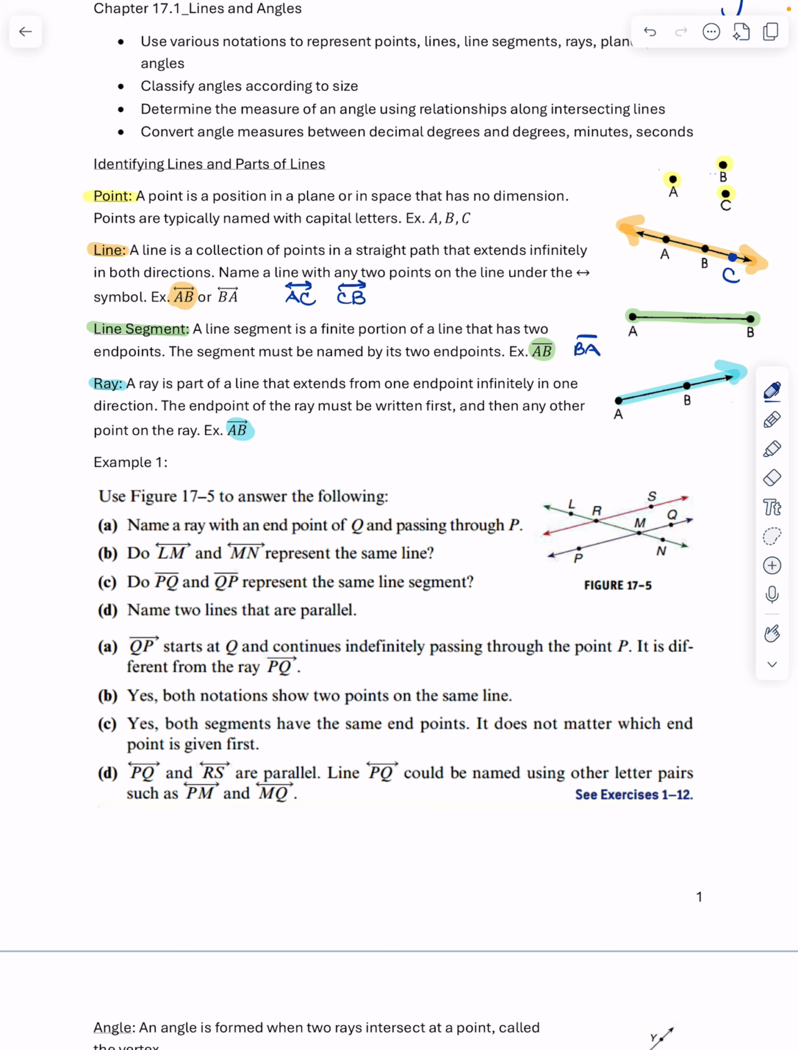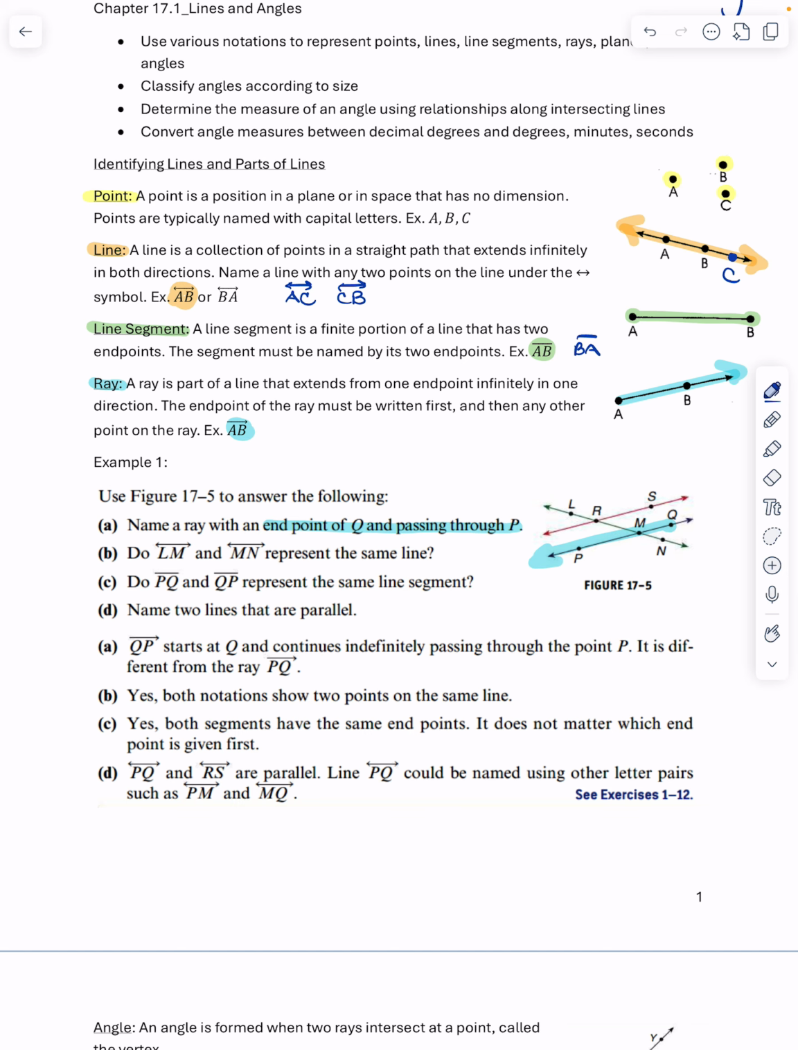So this would be a good time to pause. Take a look at this example. This one came out of the textbook. And see which of these you can answer. A, name a ray with an endpoint of Q and passing through P. So let's take a look. Endpoint of Q passing through P. That means I'm starting at Q, I'm going in this direction.